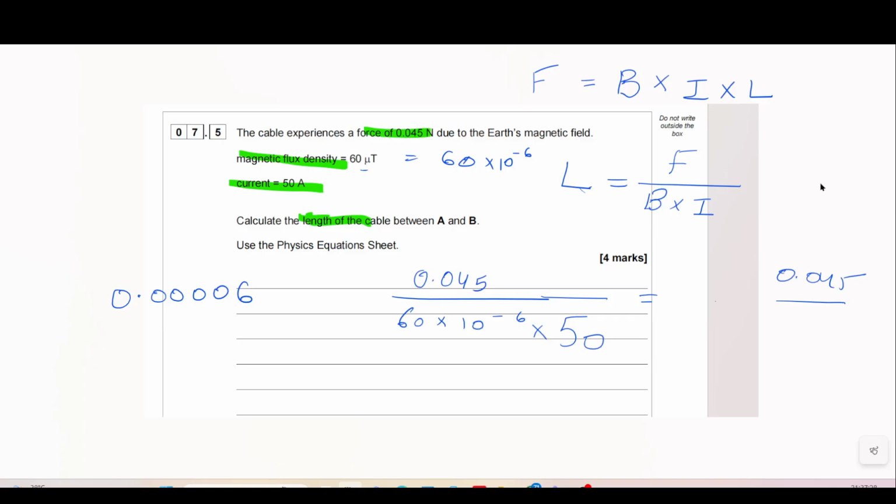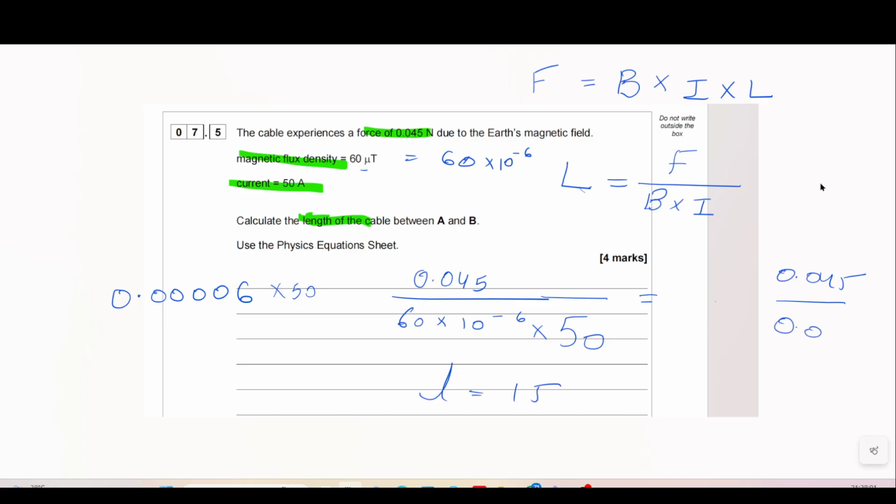Let me check this again. 0.045 divided by 0.0006 times 50 equals 15. Yeah, the answer is 15.